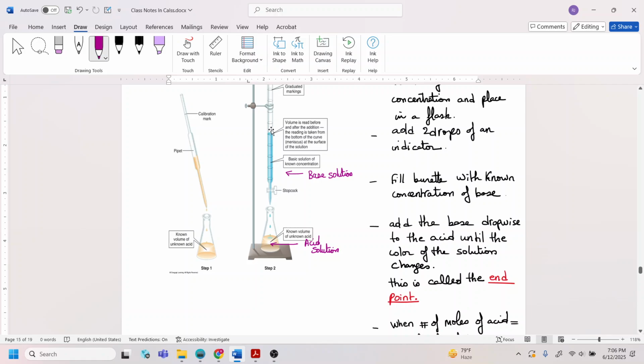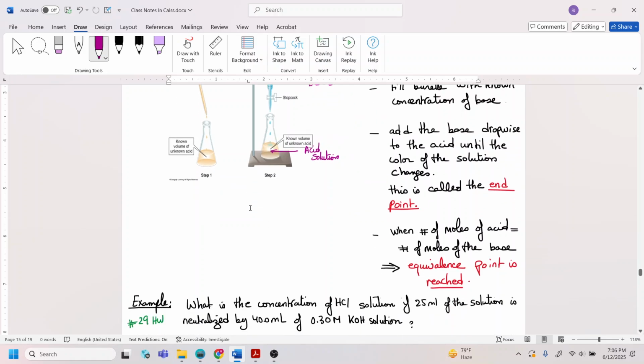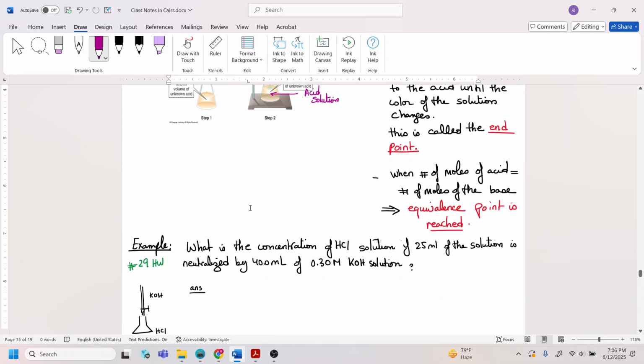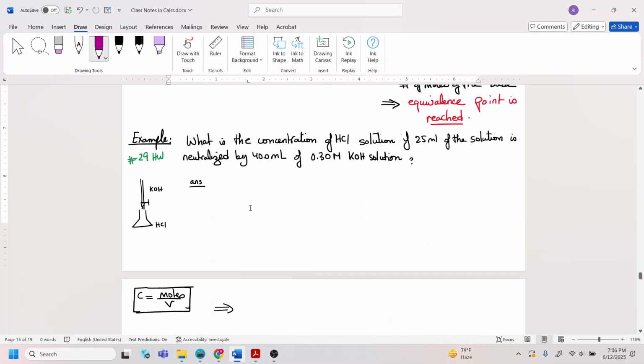And from that volume, you can simply go ahead and calculate the concentration of your unknown, which is going to be the concentration of the acid. So let's have an example over here. Okay, so it says, what is the concentration of HCl solution if 25 ml of the solution is neutralized by that much volume of that much concentration base.